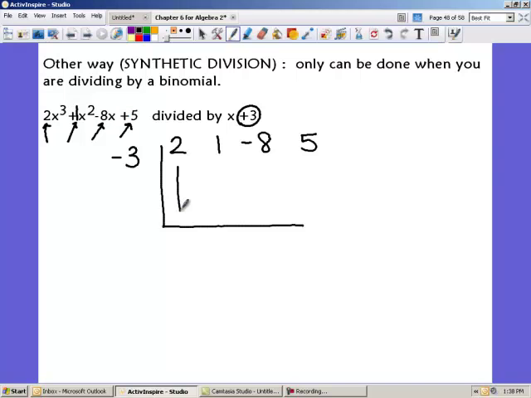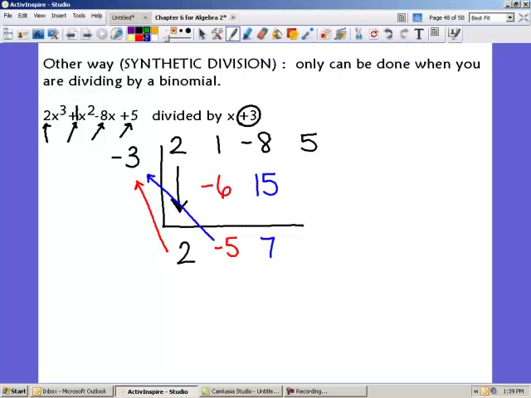Now you're going to bring down the first one. Okay? And now we're going to look at this and we're going to say 2 times -3, that's -6. And you're going to add these together. Okay? So now we add them up. 1 minus 6, well, that's a -5. Okay, now you're going to do the same thing. Multiply, +15. Add them up. -8 plus 15 is 7.